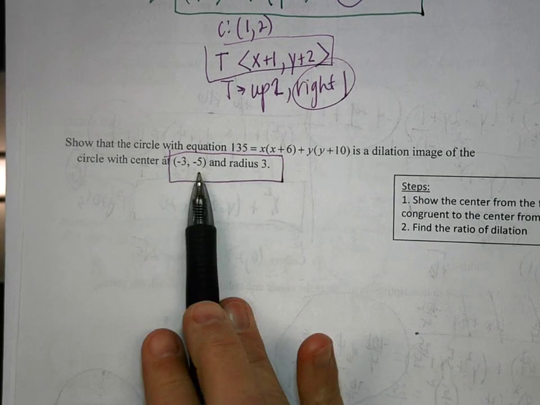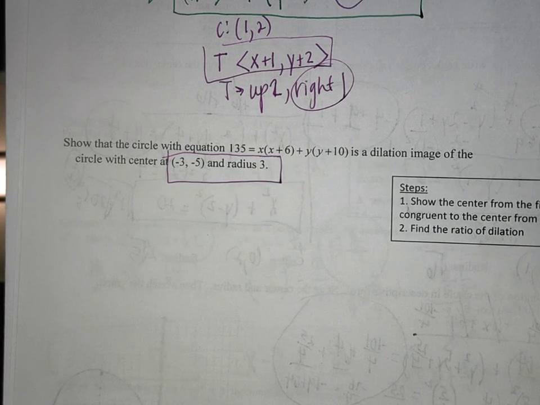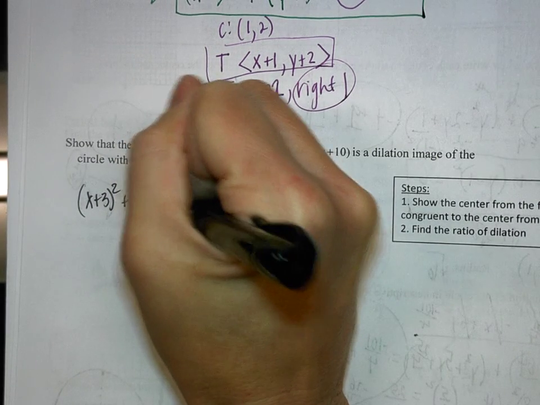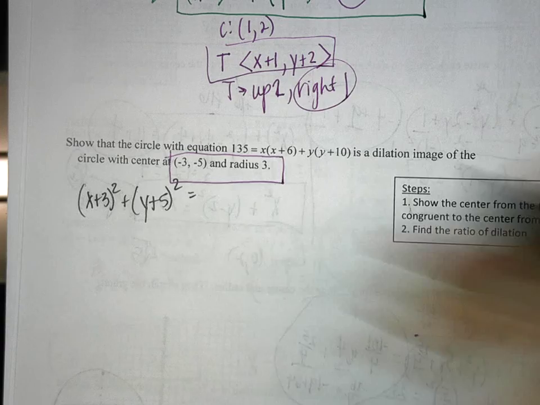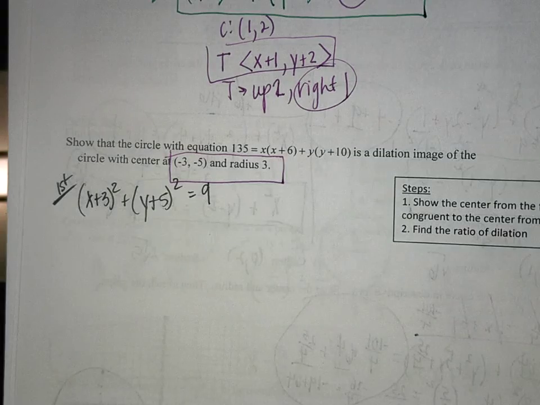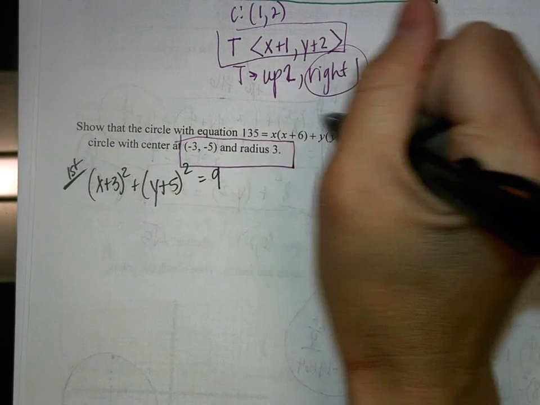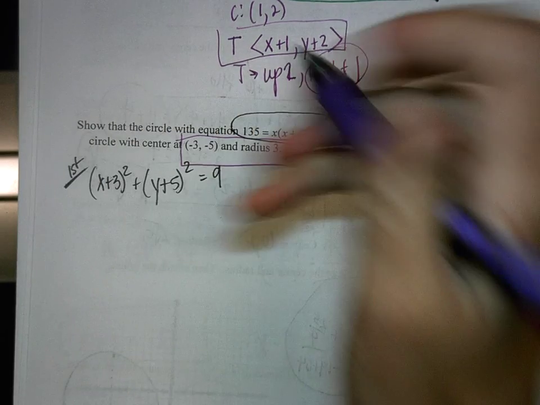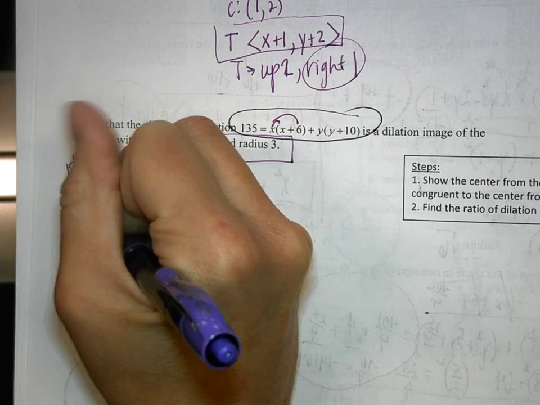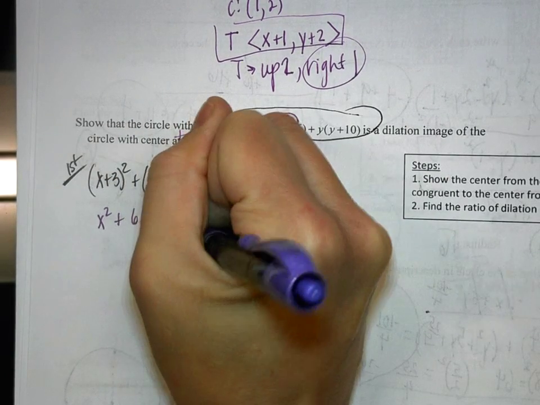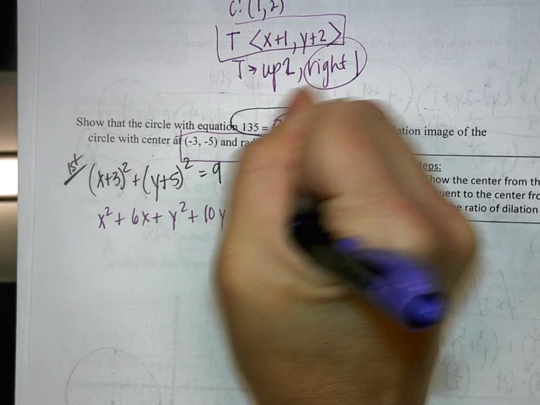What is going to be this equation? How would I write it? Good. x plus 3 squared plus y plus 5 squared equals what? 9. Good. And so we're going to label this as our first circle. And then we are going to figure out the second circle. Again, I'm going to flip it around. So when I'm writing this one out, I'm going to end up with what? We're going to distribute the x through. x times x makes x squared plus 6x plus y squared plus 10y equals 135.